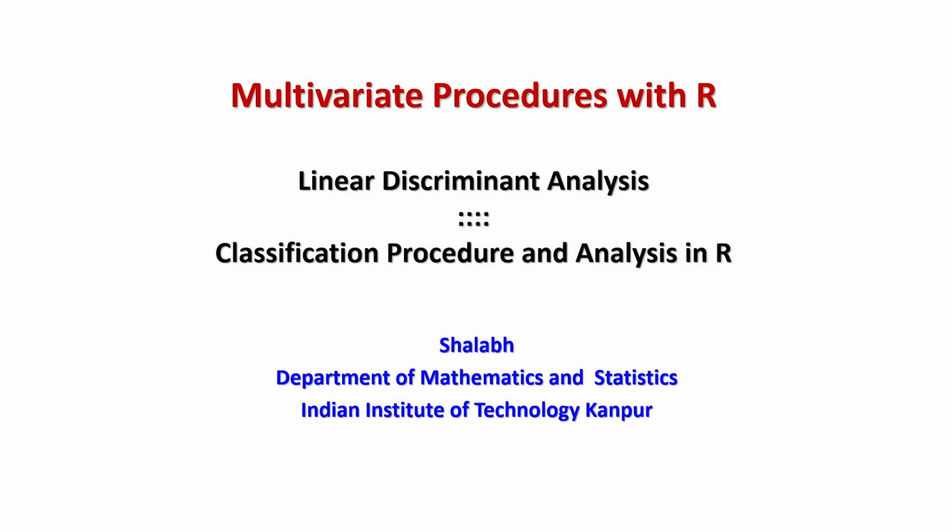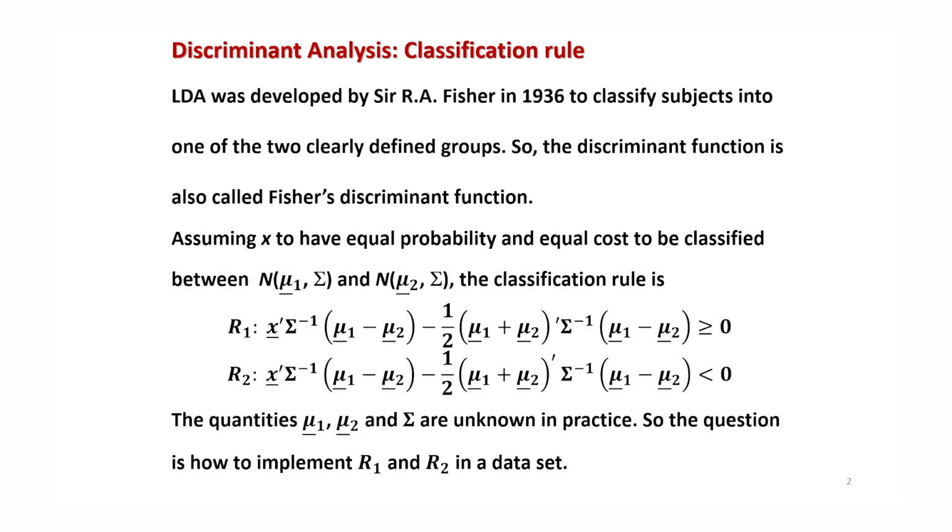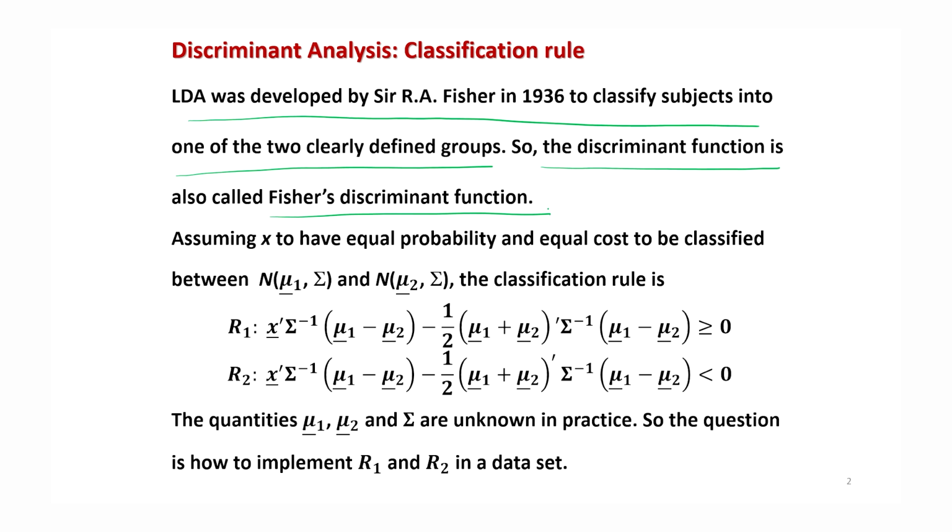Right. So now in this lecture, we are going to talk about the classification procedure, the Bayes procedure, and the procedure under multivariate normal distribution in the R software, and how you can do it. Just to refresh your memory, this linear discriminant analysis was developed by Sir R.A. Fisher in 1936 to classify subjects into one of two clearly defined groups. Sometimes this discriminant function which you have derived is also called Fisher's discriminant function, and this analysis is also called Fisher's discriminant analysis.